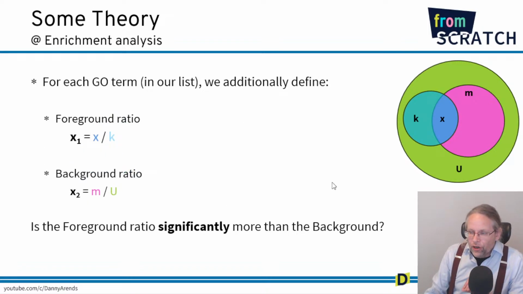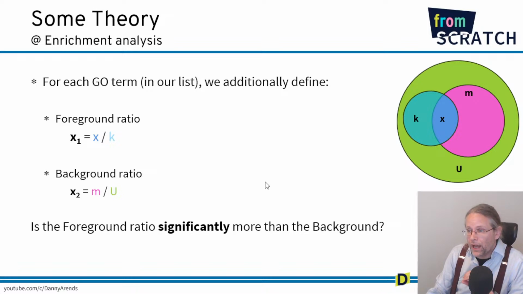Then for each GO term in our list, we can additionally define the foreground ratio. The foreground ratio is X divided by K. So for a single GO term, it's the number of genes which have this GO term divided by the total number of differentially expressed genes. And we can also compute the background ratio, which is M, all of the probes which have this GO term divided by all of the probes on the array. So now the question is, is the foreground ratio significantly more than the background ratio? That is our whole question that we want to have answered.